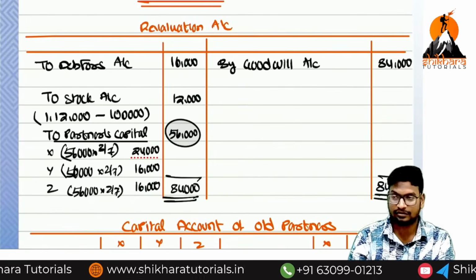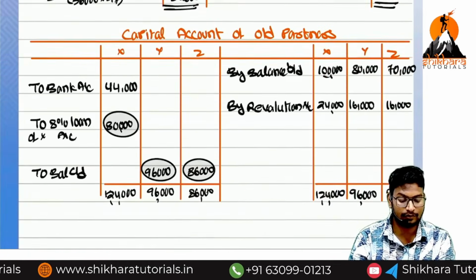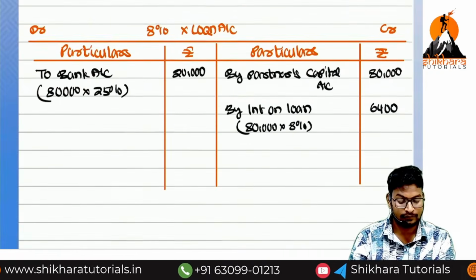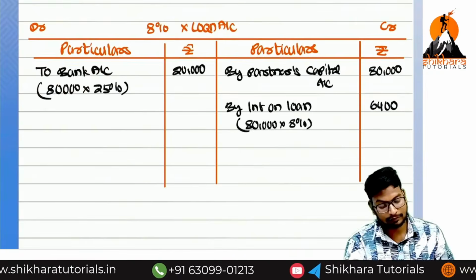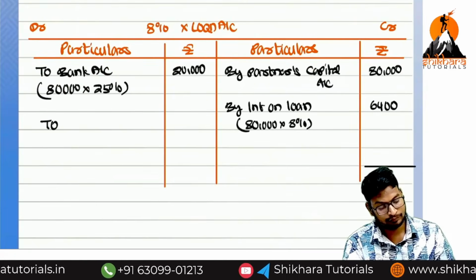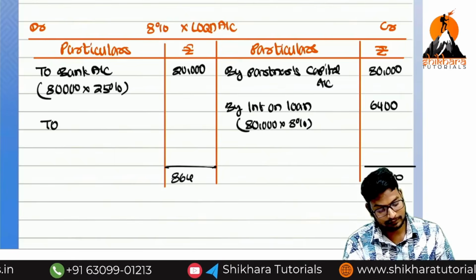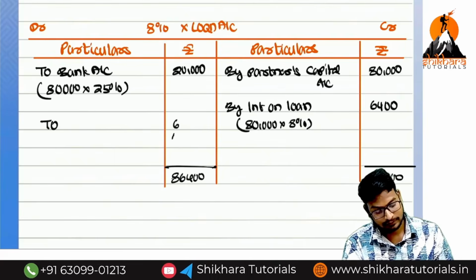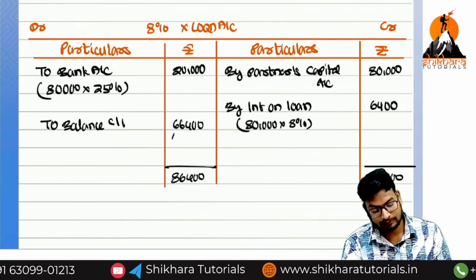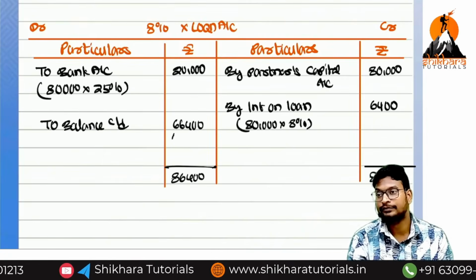So this is the revaluation account, this is the capital account of old partners, and this is the capital account of new partners. This is the loan account. Can you say the loan account balancing figure? 86,400. That is the closing balance carried down. In the balance sheet, which side? Liability side we need to record.